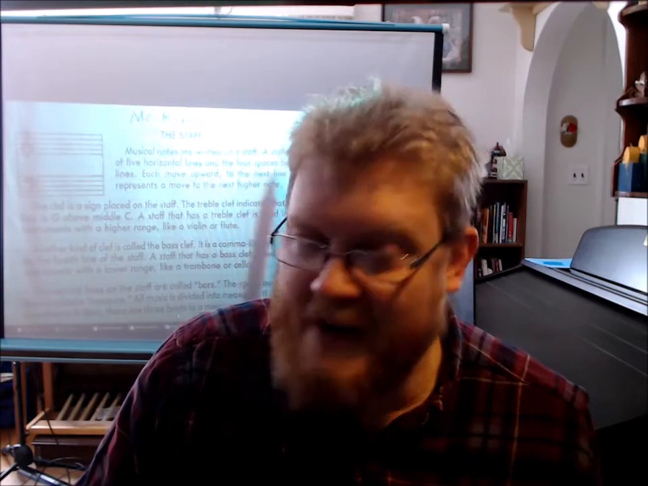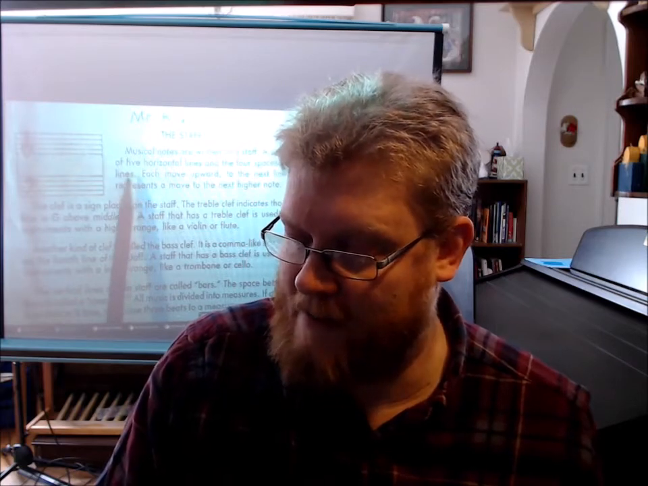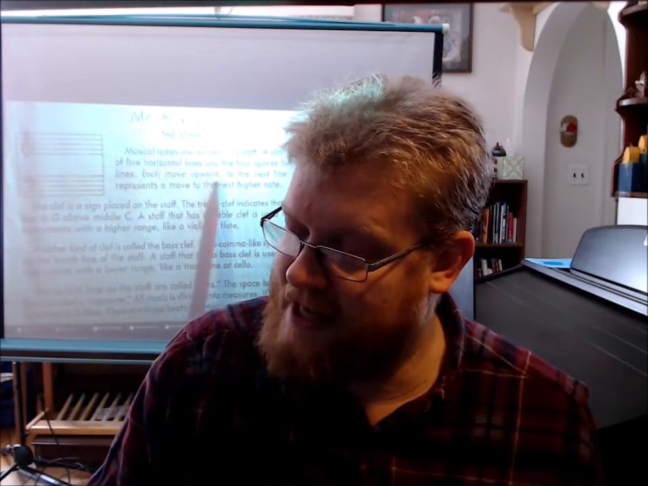4 spaces between the lines. Okay, we could put music in the spaces too. F-A-C-E are the spaces for treble clef. Each move upward to the next line or space represents a move to the next higher note, just like that.